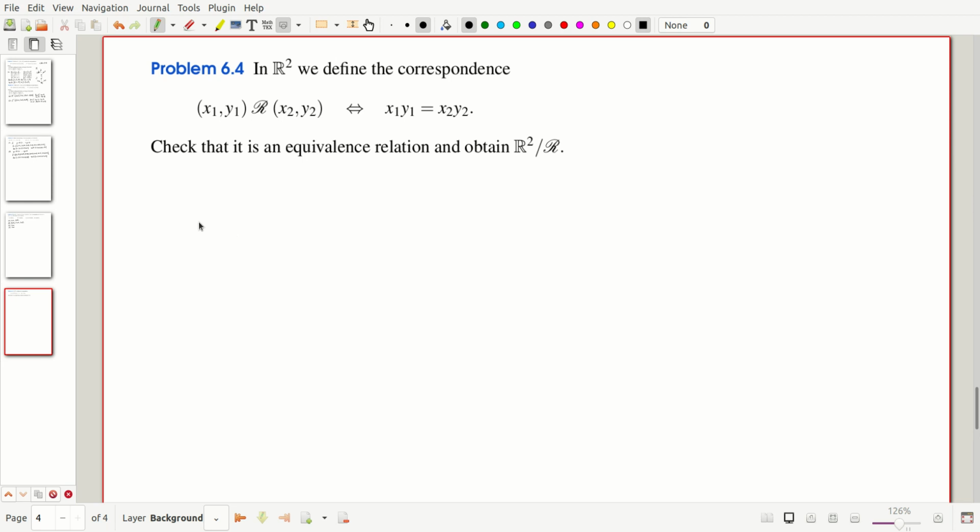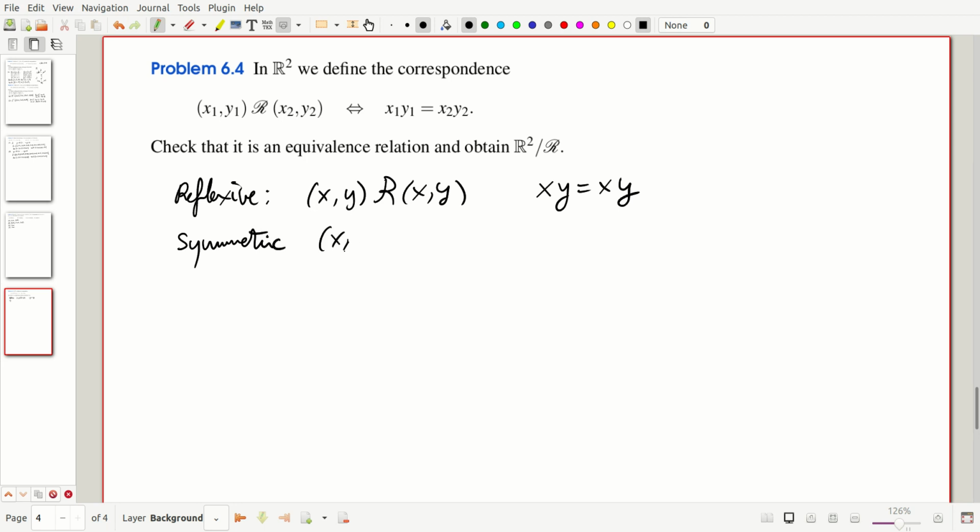In this exercise, we are required to prove that this correspondence here is an equivalence relation. For that, we need to check that it satisfies the three properties for an equivalence relation, meaning it is reflexive, symmetric, and transitive, right? So first, reflexivity. Reflexivity means that (x, y) has to be related with (x, y), which means that this has to be true, which is obviously true.